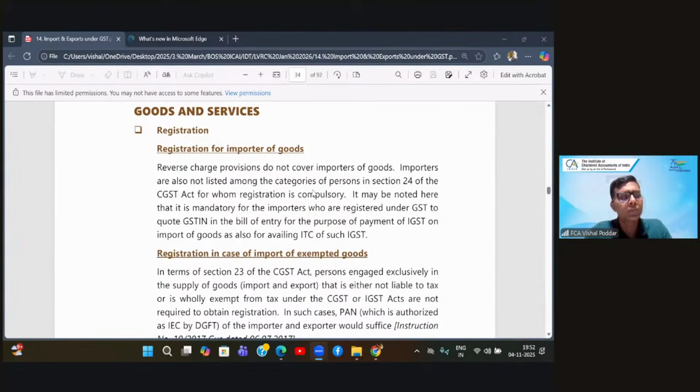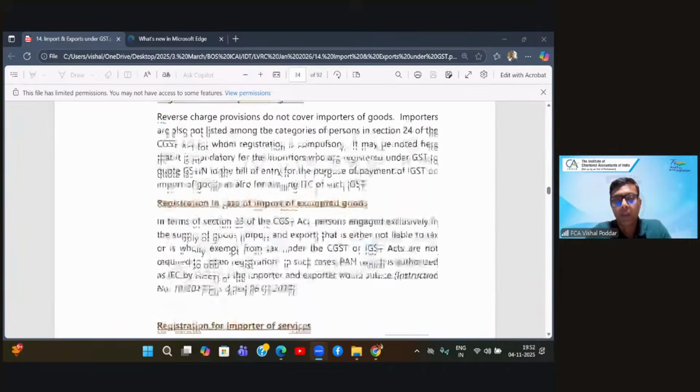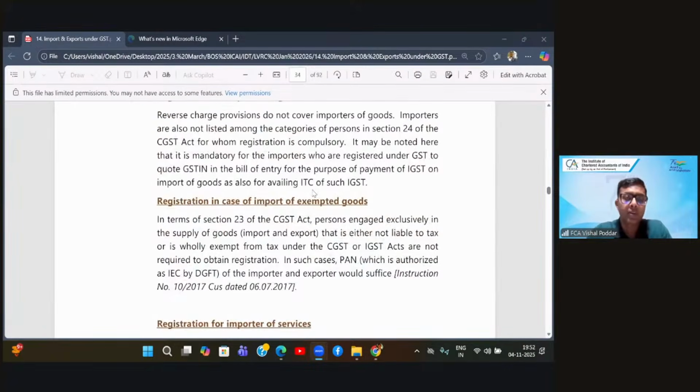Since import of goods is not covered under RCM, you can import even without taking registration on the basis of PAN and the IEC, import export code. But practically, if you want to avail the benefit of ITC, you will have to take registration. This is the main point. This is what is applicable in case of import of goods.